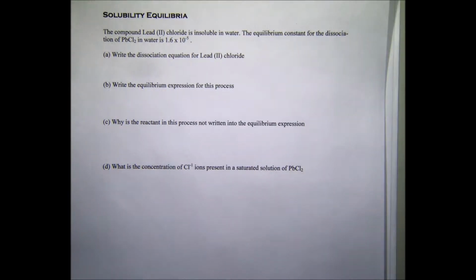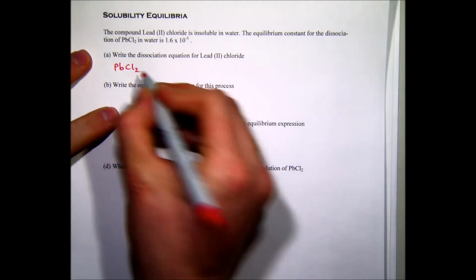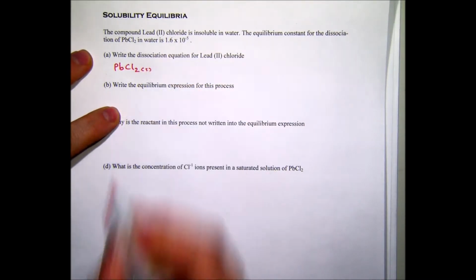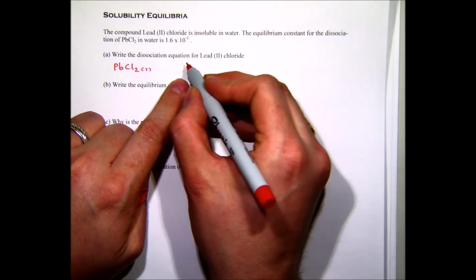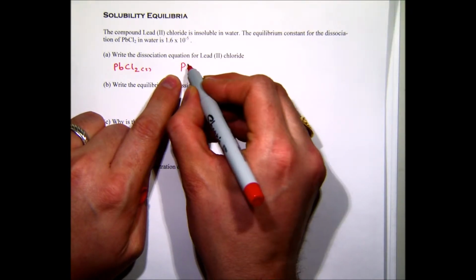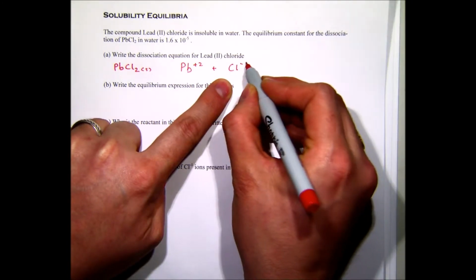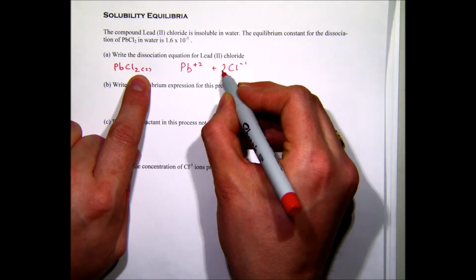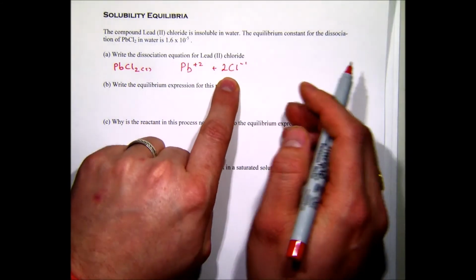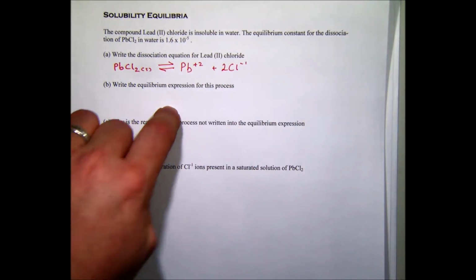So the first thing we're going to have to do is write the dissociation equation for this. We know that lead chloride is PbCl2, and we know that it is a solid because we're going to dissolve it into water. We know that it's going to produce two ions, lead 2+ and chloride minus 1. Since there's two chlorides in the ionic formula, we're just going to make sure the stoichiometry works, and then we write our equilibrium expression.